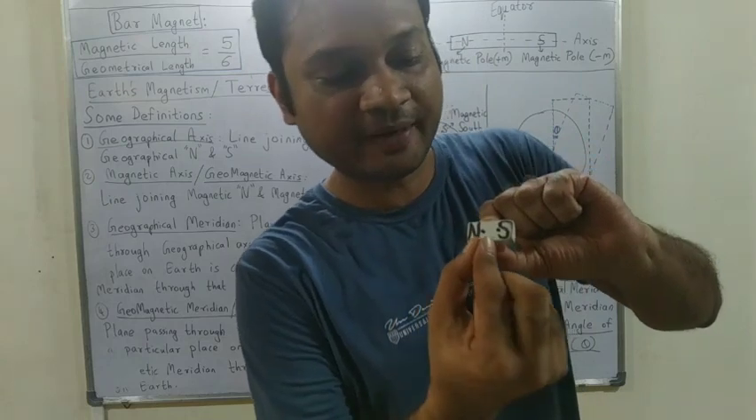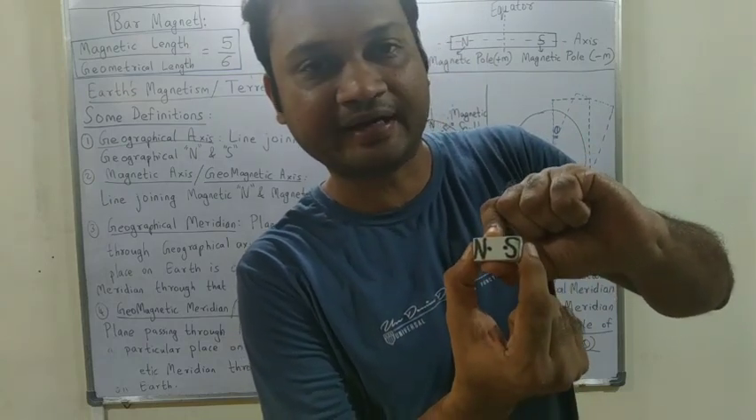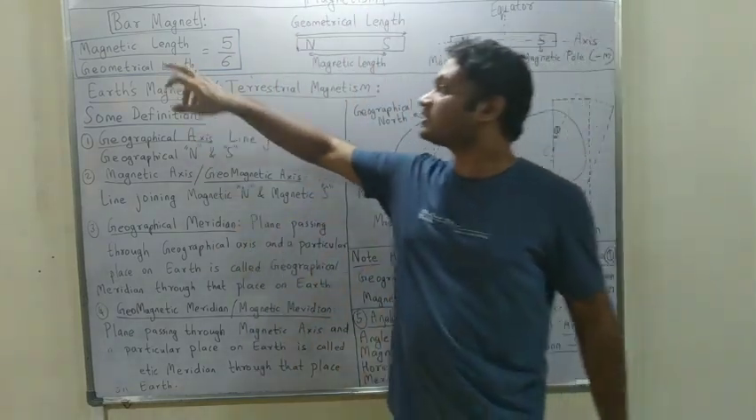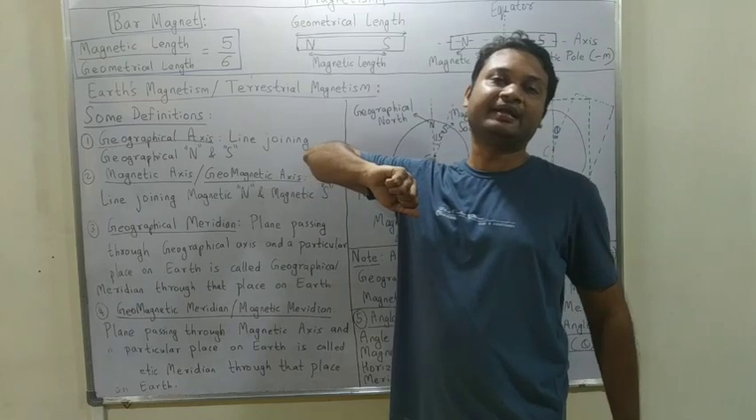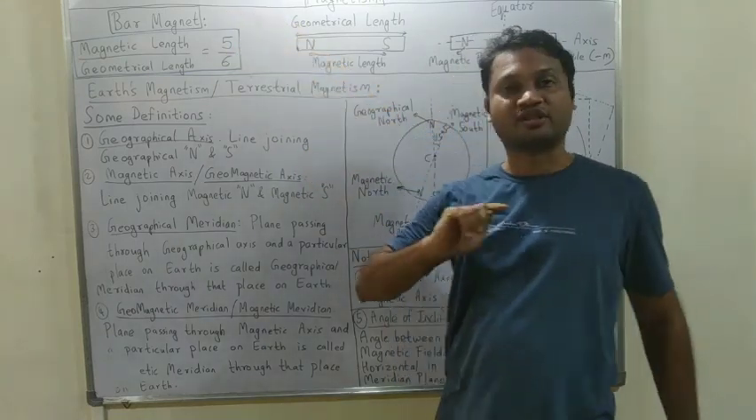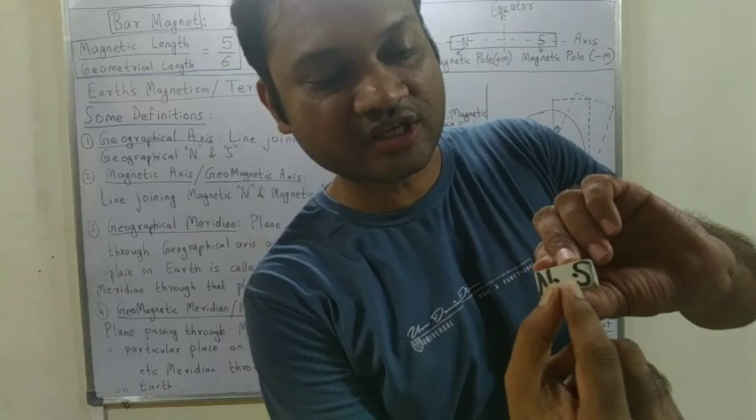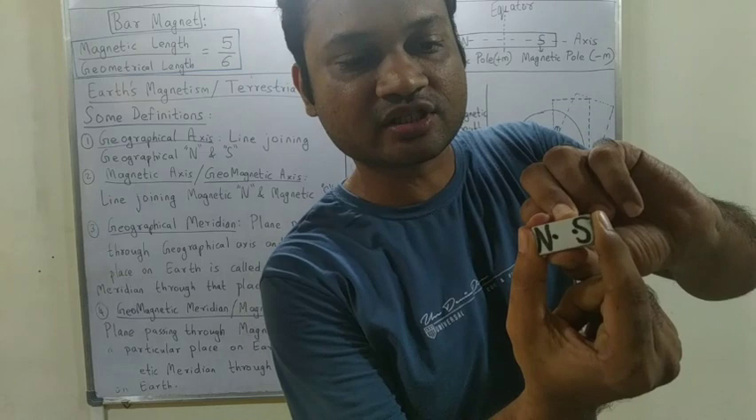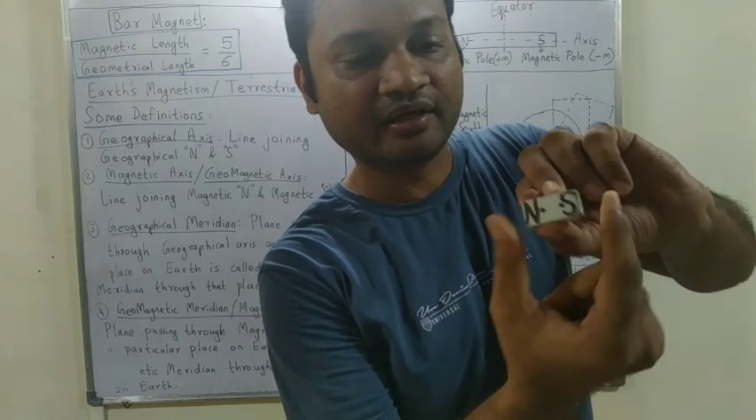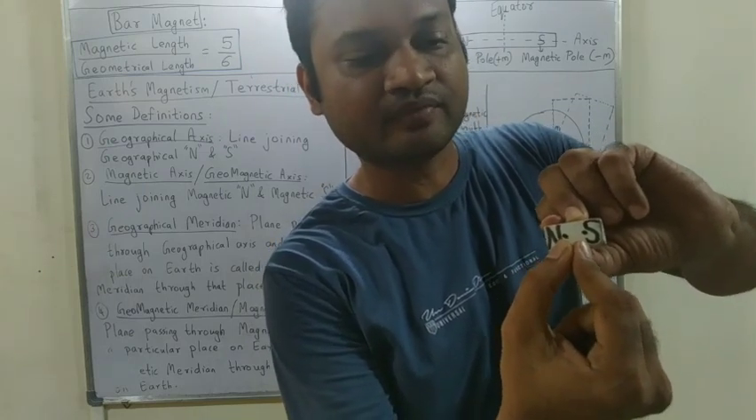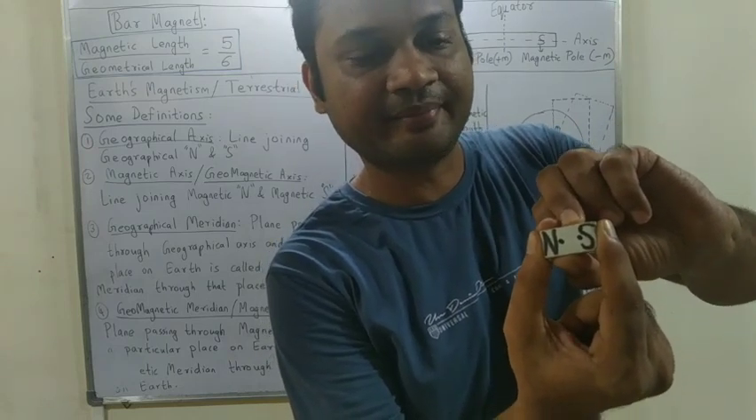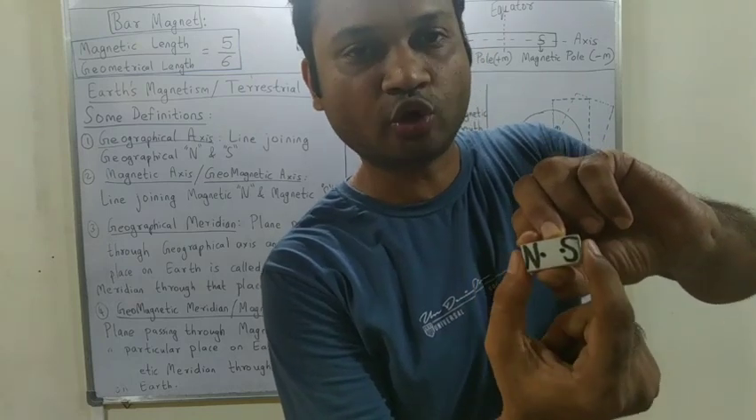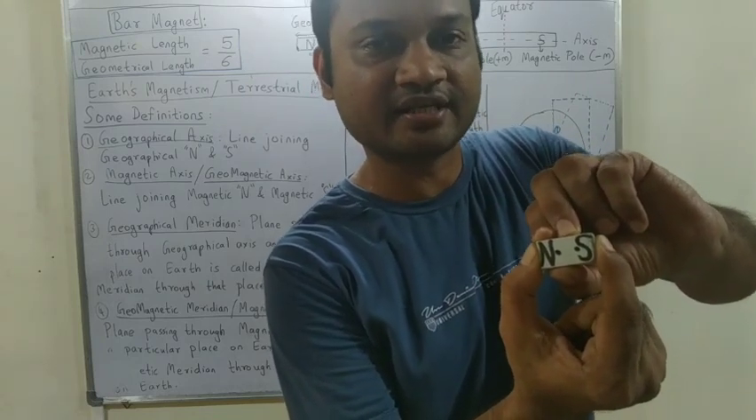And we have a relation between magnetic length and geometric length. That relation is magnetic length upon geometrical length is equal to 5 upon 6. If the magnetic length is 5 centimeter, the geometrical length is 6 centimeter. The distance between North and South Pole dots is 5 centimeter, then the total length of the magnet is 6 centimeter.